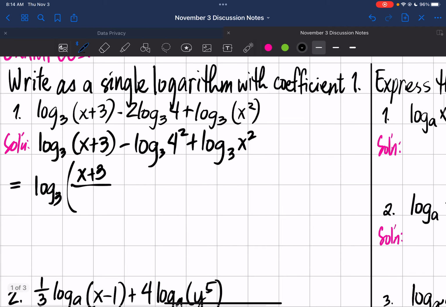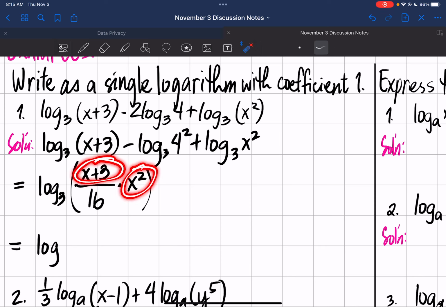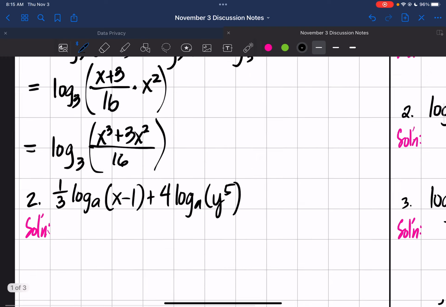All over 4 squared, that is 16. Then, this one is an addition. So, what we'll do now is multiply this entire expression with x squared. So, multiplied by x squared. And this one is equal to log of x squared multiplied by x plus 3. This is x cubed plus 3x squared all over 16 base 3. So, I hope this example is clear. So, let's proceed to the second item.